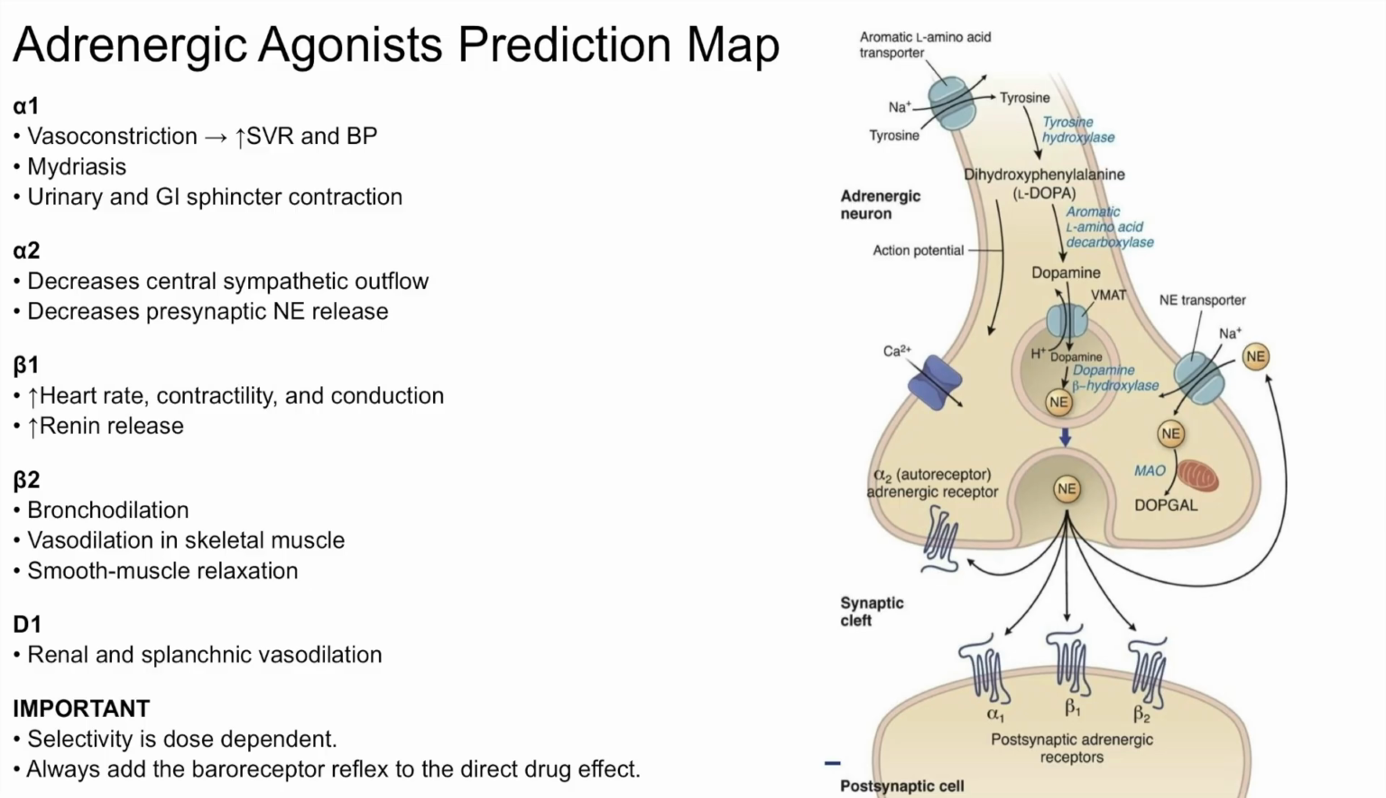Dopamine D1 receptors dilate renal and splanchnic vessels, although dopamine loses receptor selectivity as its dose increases, and we'll get into that later. That dose dependence is an important point, but like I said, we'll talk about it a little bit later. So after determining the direct receptor effects, always add the baroreceptor reflex. We can't forget about that. So again, a major rise in pressure can reduce heart rate, while vasodilation and falling pressure can provoke reflex tachycardia.